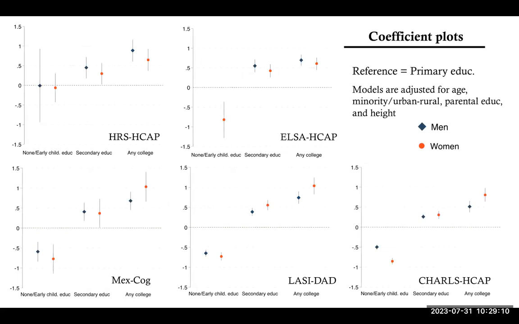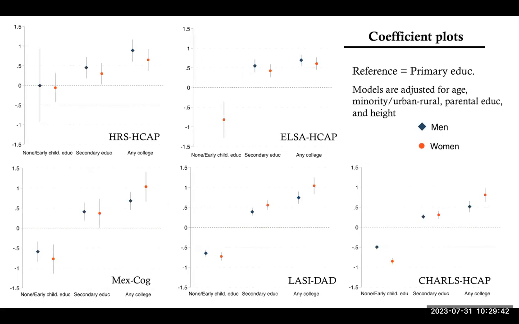The slide shows a set of coefficient plots for that education cognition example that I showed you. These were run by Yuan Zhang, who is a collaborator on our grant who's faculty at Columbia. And this was a parallel analysis. We really thought that education meant something different in different countries. That was the a priori hypothesis: education as a social institution might be doing different things for cognition in different places around the world. So we have HRS HCAP in the US, ELSA HCAP in England, MexCog in Mexico, LASI-DAD in India, and CHARLS HCAP in China here.